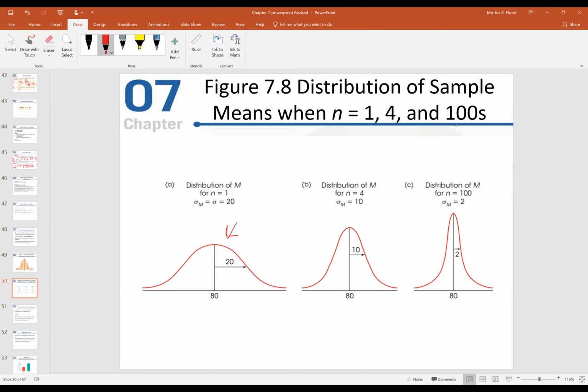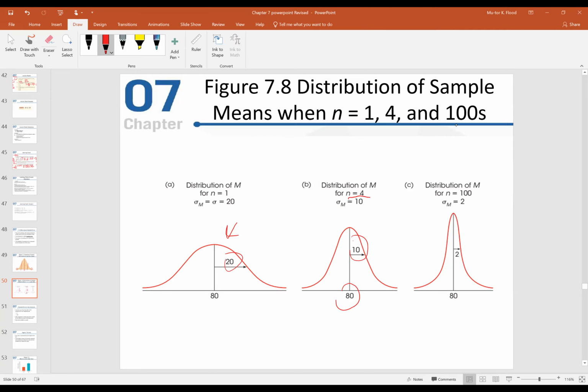However, if we had a distribution of sample means where we increase the sample size to 4, well, our standard error of the mean is 10, whereas it was 20 over here. Our population mean is going to be the same, because if we average all of the sample means, it's going to be equivalent to the population mean, right?